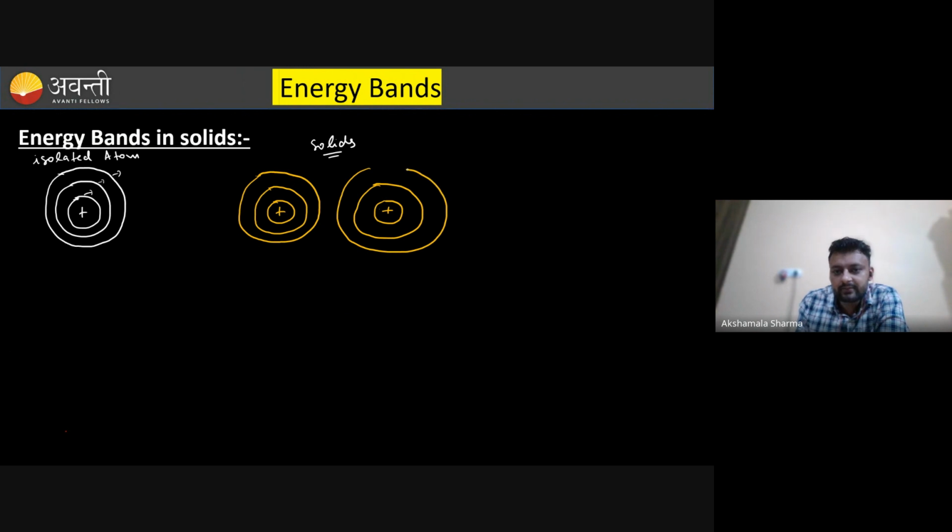Now you can see that when these two atoms are placed very close to each other, the electrons orbiting in the outer orbits will interact with each other. The isolated atom has some different energy for a particular orbit, but due to the interaction with another nearby atom, this energy may change, and this change in energy may increase or decrease. Are you getting my point?